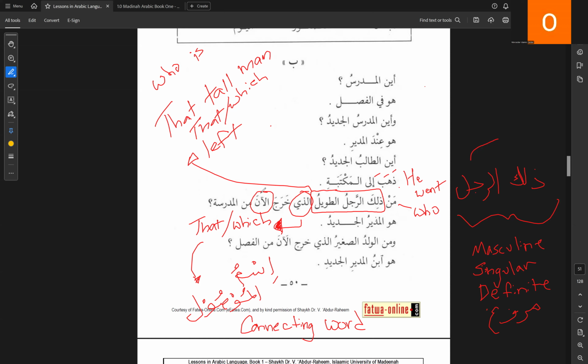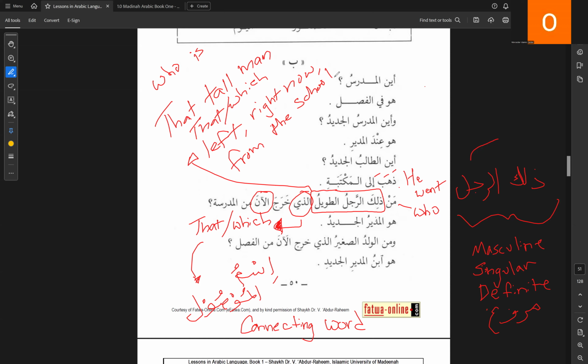Al-ana is a word that will always just stay just like that. You won't change the ending of it, you won't change anything else about it. Al-ana means what? Right now. Or you can even just say just now. And you know what min al-madrasa means. What does that mean? From the school. So the whole sentence, من ذلك الرجل الطويل الذي خرج الآن من المدرسة.